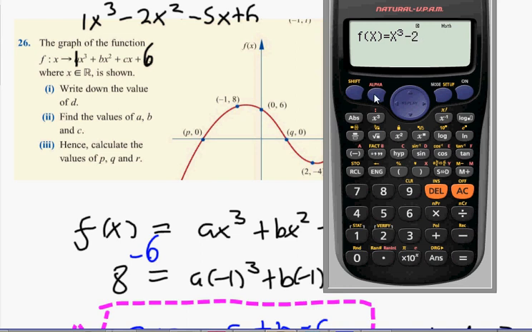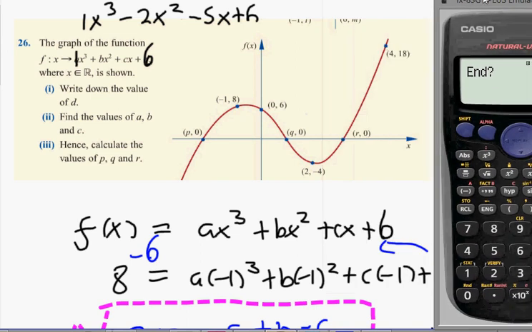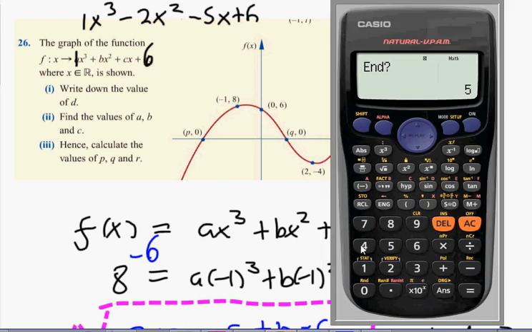X cubed minus 2x squared minus 5x and then plus 6. Now, what's the range? I want it minus 1, minus 2. Let's go for minus 4. Hopefully we get everything we need. And what's the end? 4. It's the x value, not the y value. Now look at this, guys. See if it works out.